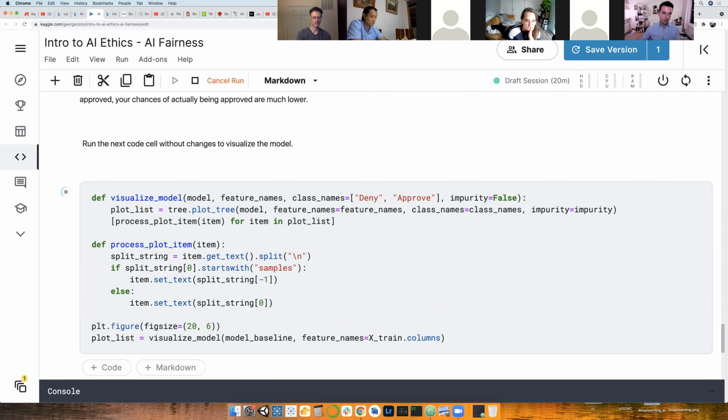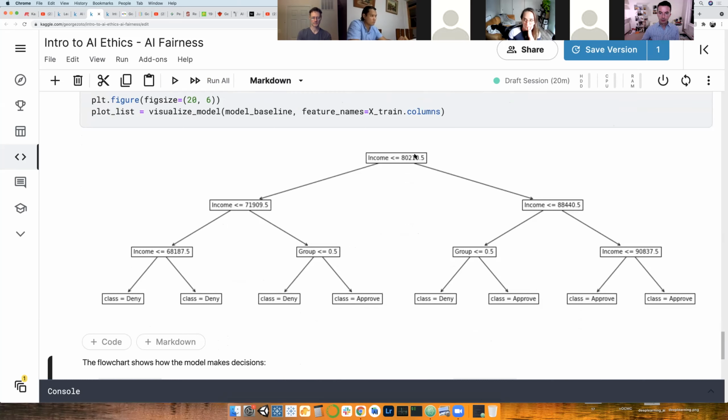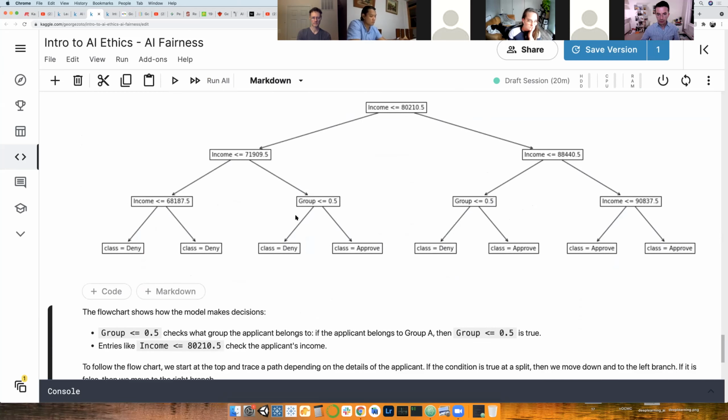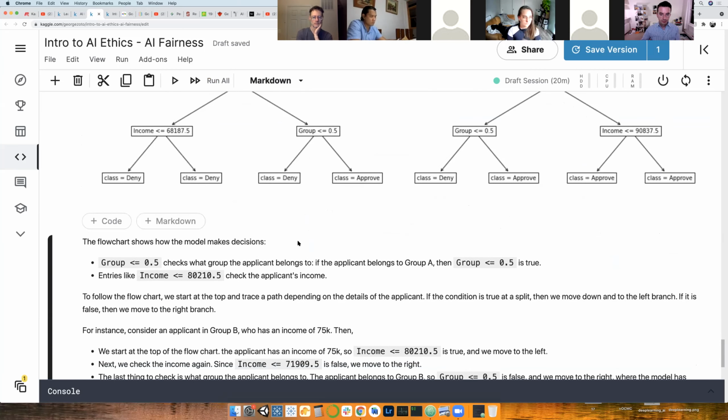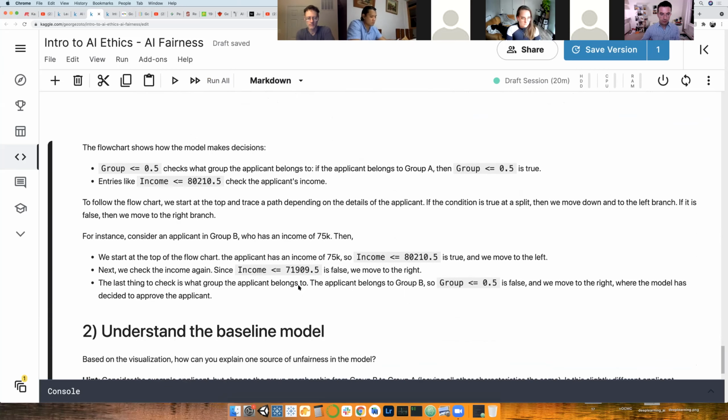Cool. And this is the visualization that the notebook has. A very basic one based on income. This is the part that introduces this unfairness, I think, for our model. We're making a decision based on group, as well as some other characteristics, and we'll see how group and income are related. That's the journey path that I explained on how you traverse that tree.